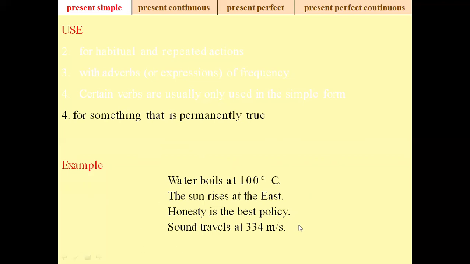Honesty is the best policy. Again, it is permanently true, or you can say a universal truth. Sound travels at 334 meters per second. It is again a universal truth, or permanently true. So whenever you want to express actions which are permanently true or universal truths, you can use the simple present tense.